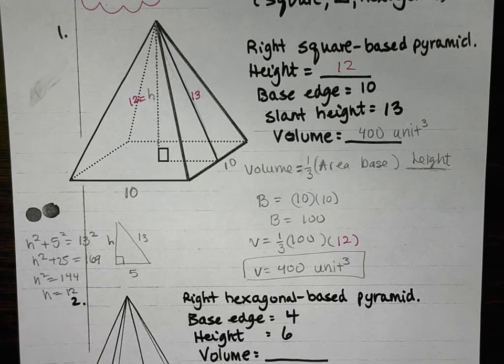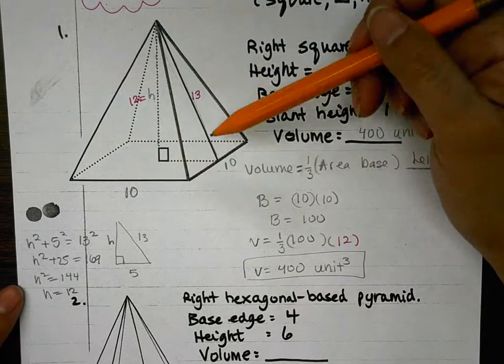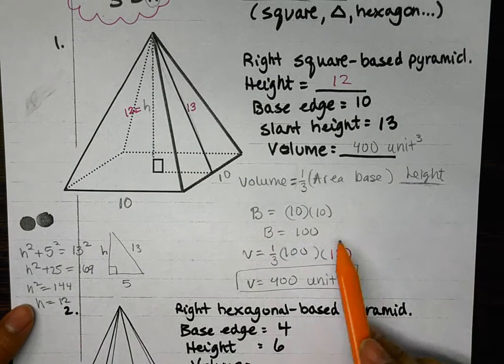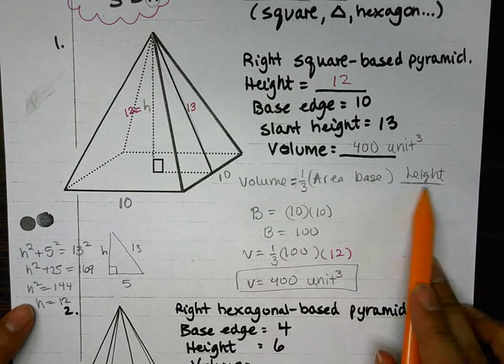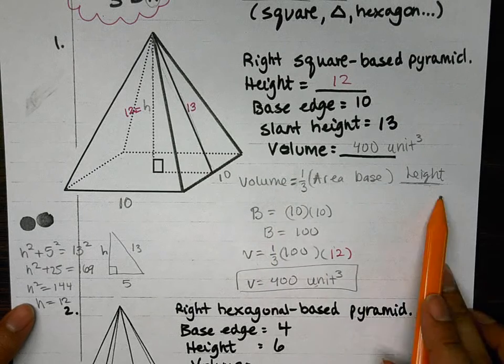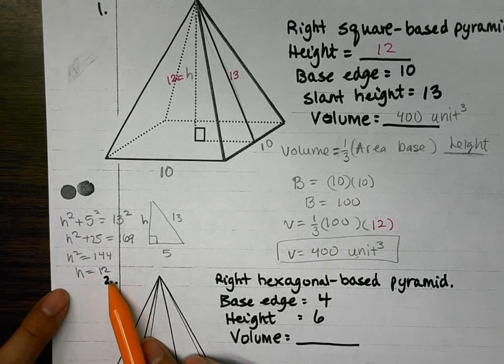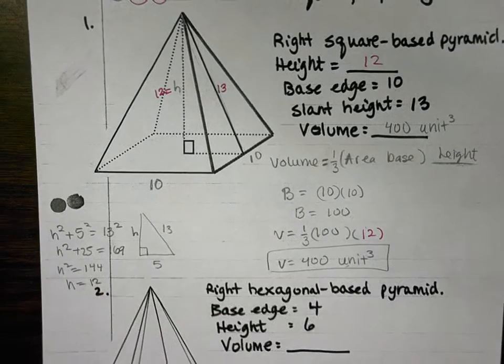All right. So the question that was asked earlier, Giselle asked, will we ever use the slant height? Do we use the slant height in the final volume formula? No, but did we use it to help us find the perpendicular height? Yes, but once we use it to find the 12, we're done with the 13.